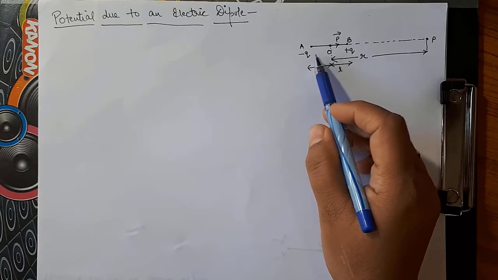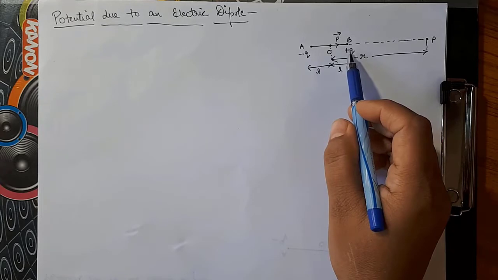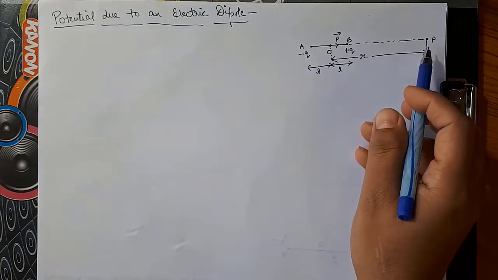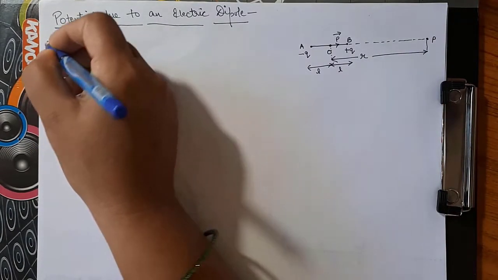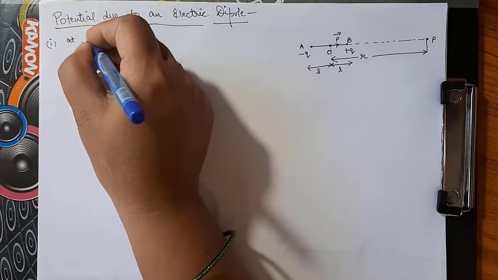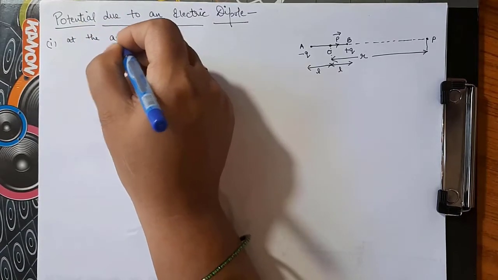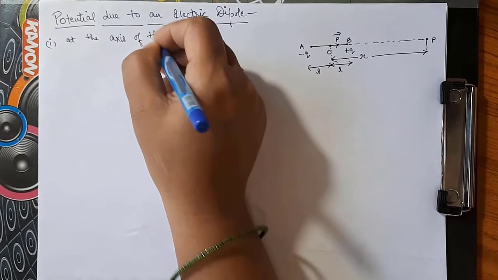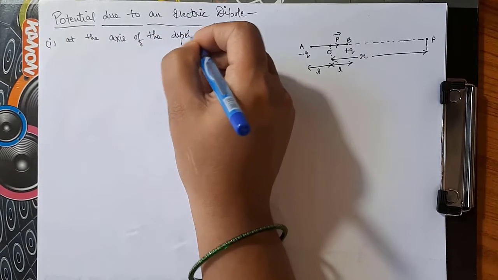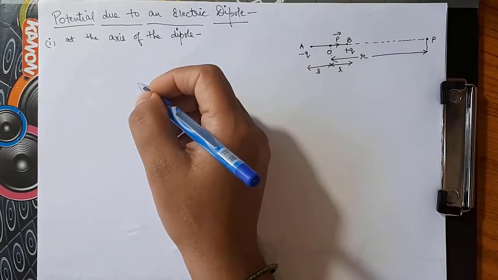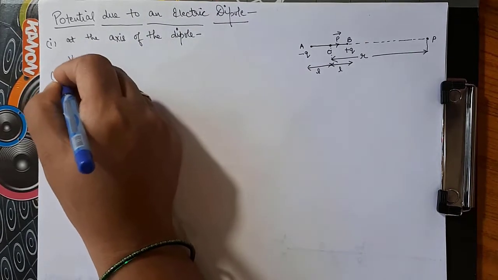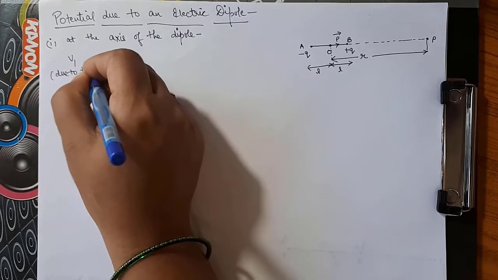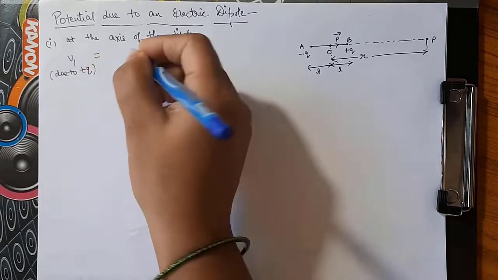The direction will be pointing from negative charge to positive charge, and we have to calculate the potential at a point on the axis of the dipole. That means first we are calculating at the axis of the dipole. For this, let us calculate the potential due to plus q charge which is placed at B.